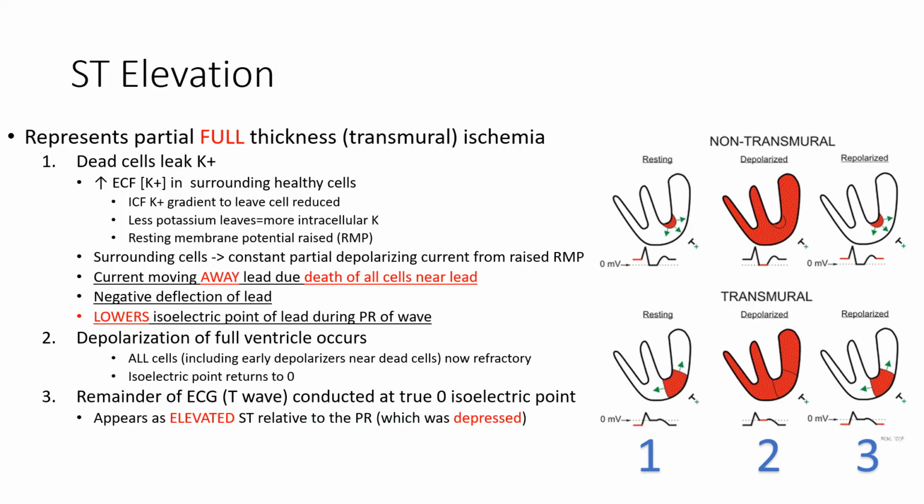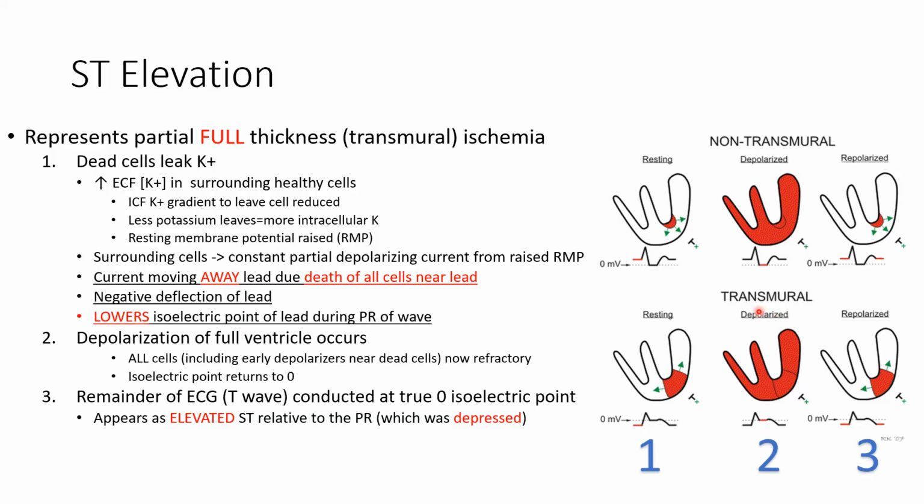Well, in a full transmural ischemia, all these cells are dead, and thus the cells surrounding it are undergoing the same thing, where there's higher ECF potassium, preventing intracellular potassium from leaving, raising intracellular positively charged ions by reducing efflux, raising my resting membrane potential, which leads to partial depolarization. But this time, since all the cells are dead, there is no depolarizing force moving towards the lead. It's all moving away from this lead. And thus, it lowers the isoelectric point at baseline.